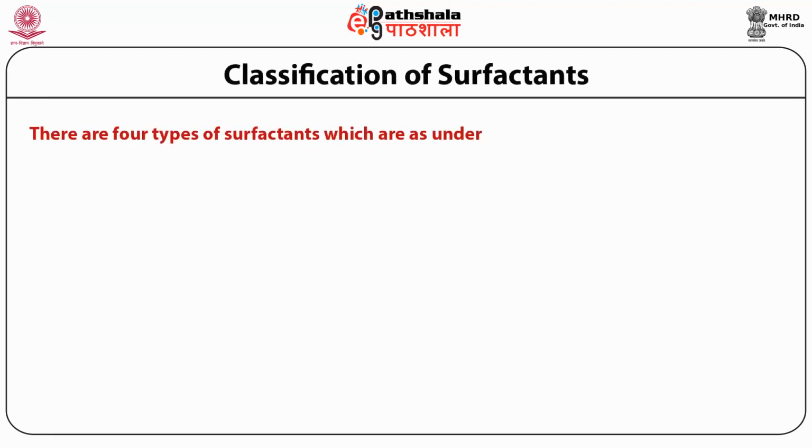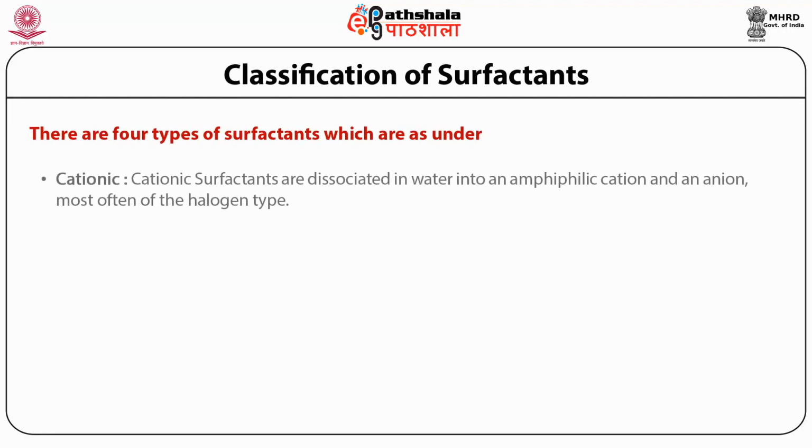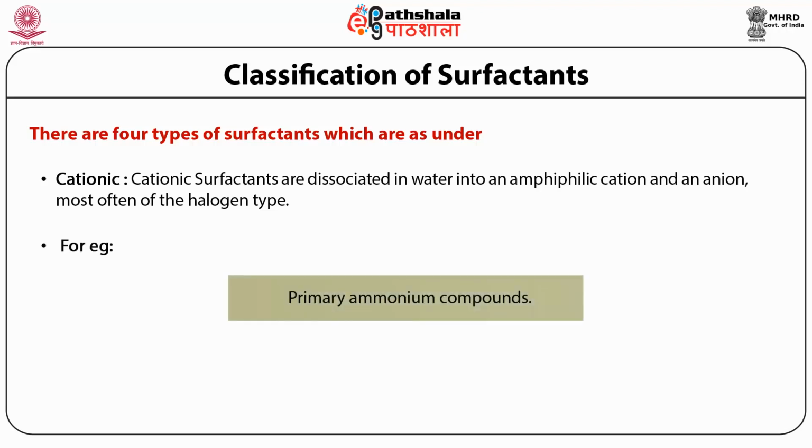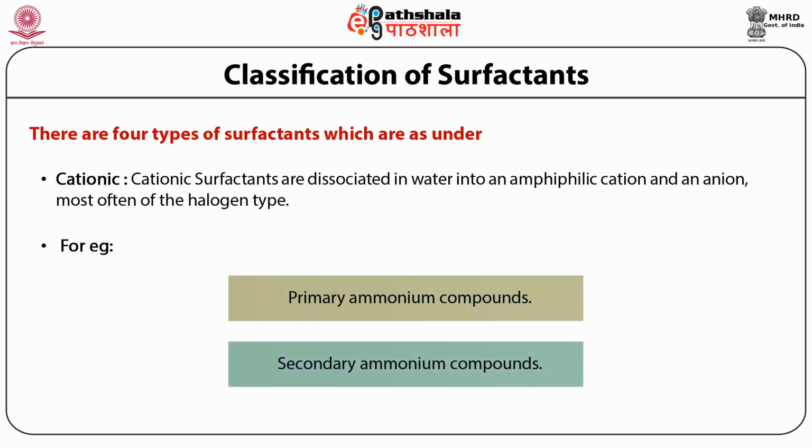The second type of surfactants are cationic surfactants. These surfactants dissociate in water into an amphiphilic cation and an anion, most often of the halogen type. For example, the primary ammonium compounds and the secondary ammonium compounds.